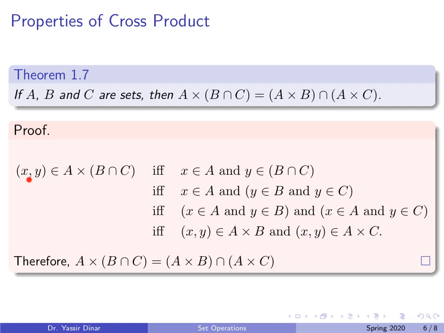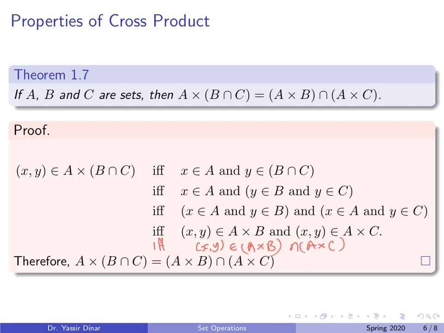So if an element belongs to A cross (B intersection C), then (x, y) belongs to A cross B, and (x, y) belongs to A cross C. Okay, and this is the definition of the intersection. So we can add here: if and only if (x, y) belongs to A cross B intersection A cross C.